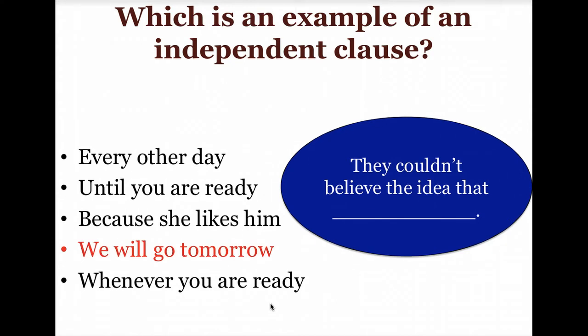The answer is, we will go tomorrow, right? They couldn't believe the idea that we will go tomorrow. That's the only one that makes sense. Other ones, they couldn't believe the idea that every other day. That doesn't make sense. All the other ones don't make sense. That's how we know we will go tomorrow is the only one that makes sense, so it's the only one that's an independent clause. It's also the only one that feels like a complete idea.